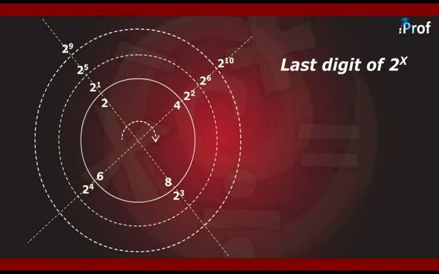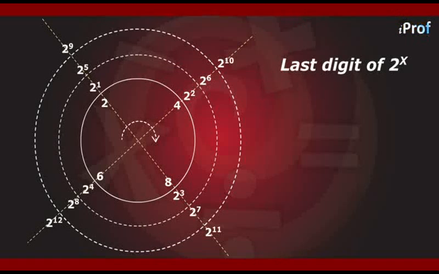Similarly, the points where the line through 2 raised to the power 3 cuts the two circles are marked as 2 raised to the power 7 and 2 raised to the power 11 respectively. Also, the points where the line through 2 raised to the power 4 cuts the two circles are marked as 2 raised to the power 8 and 2 raised to the power 12 respectively. The powers on a line will give the same last digit lying on the line. For example, 2 raised to the power 1 and 2 raised to the power 9 will have the same last digit 2, as the line which passes through those powers passes again through 2 as the last digit.